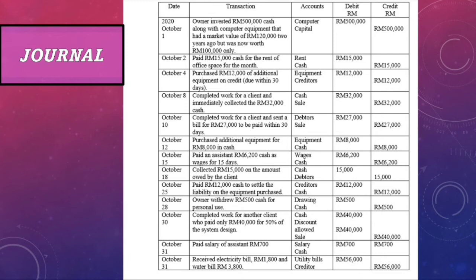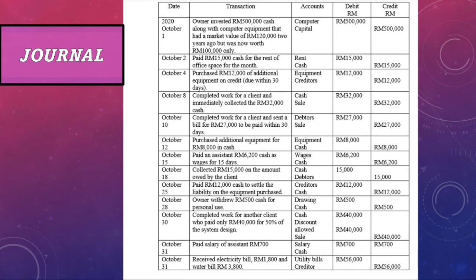account cash, discount allowed, sale 40,000, complete work for another client who pay only 40,000 for 15% of the system design. October 31, account salary, cash, debit for 700.